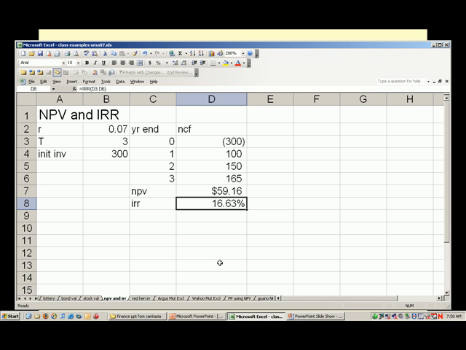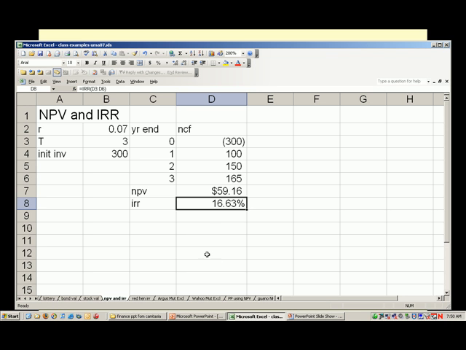An important heads up is that in using the IRR function, the cash flows within the parentheses start in year 0 and go out through the term of the project. That's in contrast to using the NPV function, where the cash flows within the parentheses start in year 1 and go out to the term of the project.